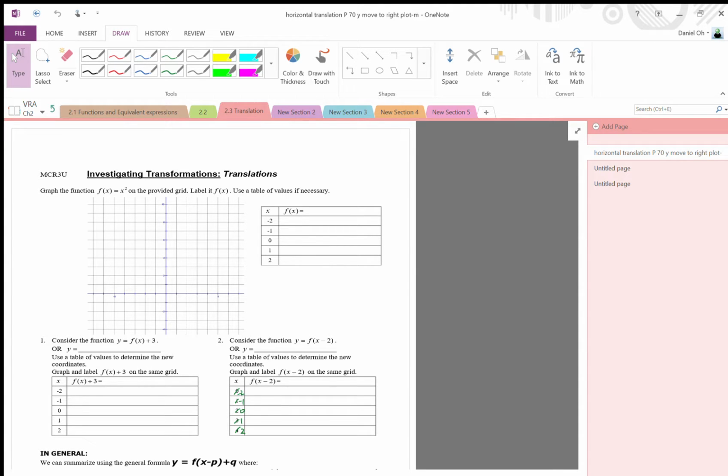Hi guys, this is the 2.3 translation of a function. Translation means you're moving sideways or moving up or down, okay? You're not changing the shape of the graph, you're just moving.